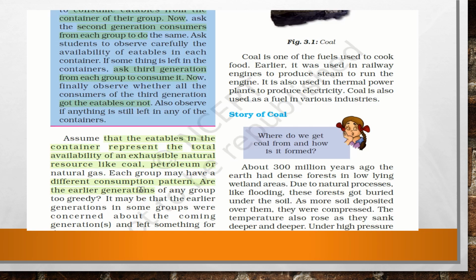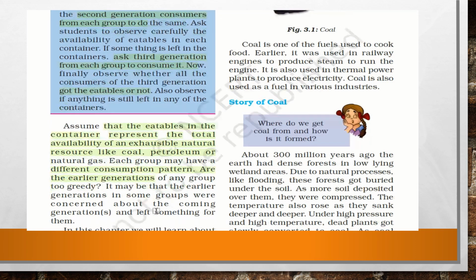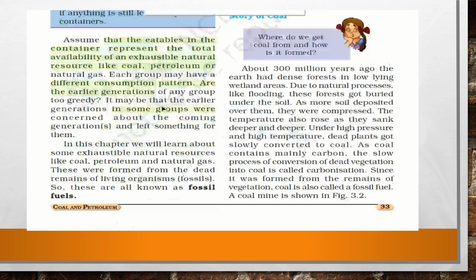Suppose group A has one consumption pattern, whereas group B has a different consumption pattern. It may be that the earlier generations in some groups were concerned and used the resources in lesser amounts, whereas the next generations use them in larger amounts, right? So some groups were concerned about their coming generations, while some groups consumed a lot, so nothing was left for the next generation.